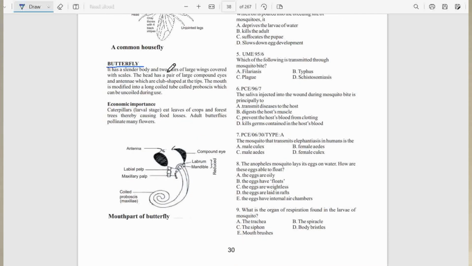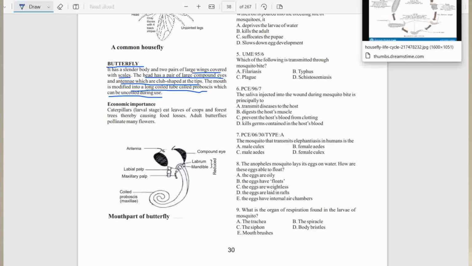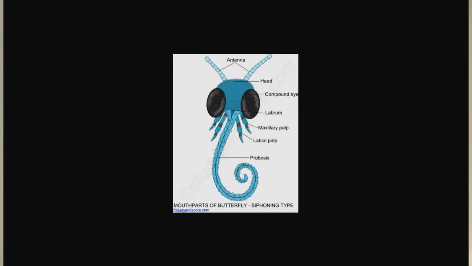So the butterfly has a slender body and then two pairs of large wings covered with scales. So the head has a pair of large compound eyes and antennae which are club shaped at the tips. The mouth is modified into a long coiled tube called proboscis, which can also uncoil during use. So a vivid picture of the mouth part of the butterfly is seen here.